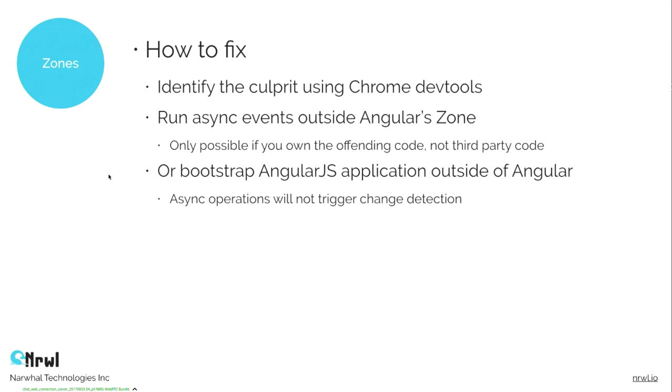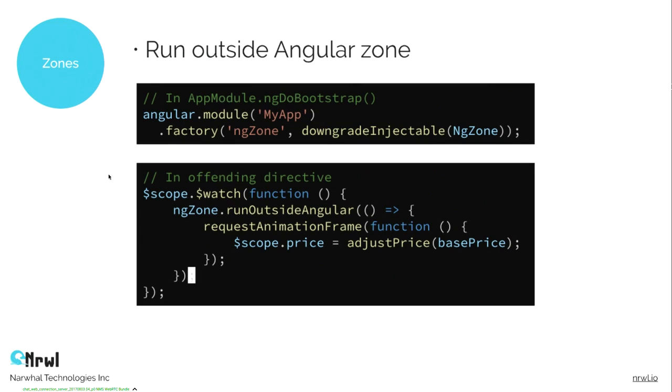A third thing I don't include here is you could improve the way the component is written. Typically, if you have a scope watch and you're doing a RAF, then you're probably doing something wrong and you should probably find a better way to do what you're trying to do. But here's a couple examples of what it would look like to run outside the Angular zone. Inside of ngDoBootstrap of your module, you would make the NgZone injectable within the AngularJS application, and then call this method, runOutsideAngular, with the code there.